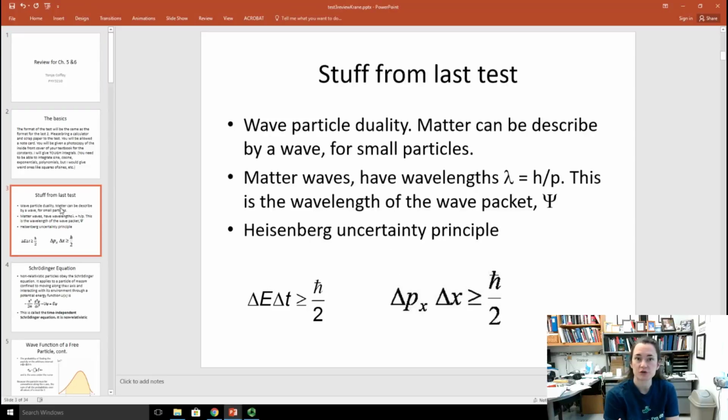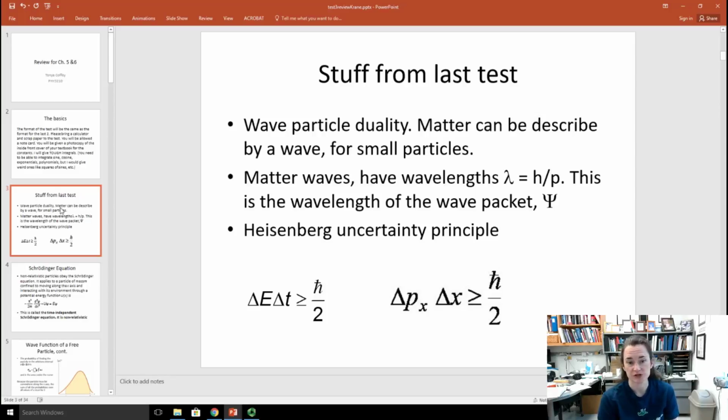So you first have to remember some ideas and concepts that were covered in our last test. And that first is the idea of wave-particle duality. So quantum particles can behave as both waves and particles. And the wavelength of these matter waves is described by the equation lambda is equal to h over p, where h is Planck's constant and p is the momentum. Now this is the wavelength of the wave packet, which we often describe with the symbol psi. Okay, so this is the wave function.